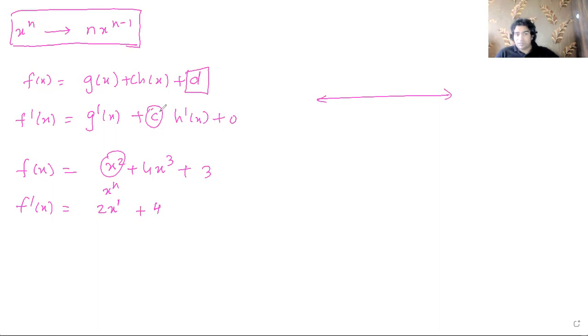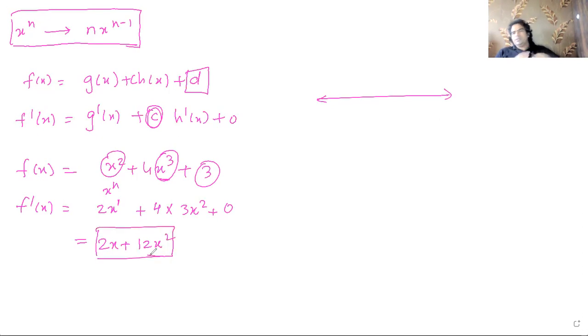That's the meaning of what I said, because the function with the variable, then the derivative is not 0 for that. In this case, you just find the derivative of 4x cubed, which is 12x squared, and plus derivative of 3, which is 0. So what we get is 2x plus 12x squared as my final derivative expression for this function.